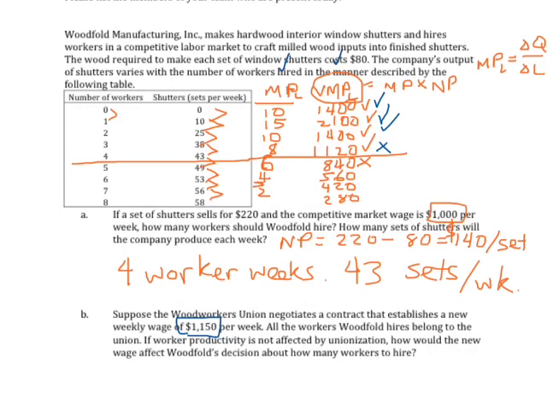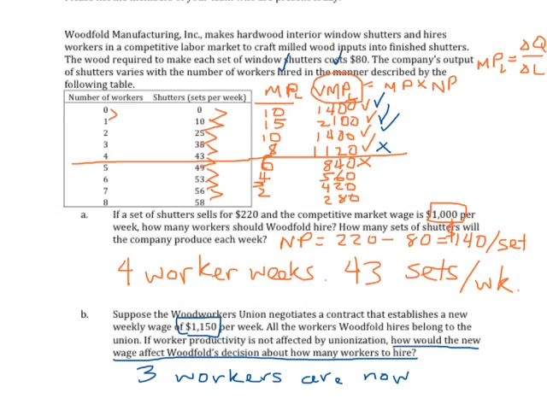one worker. And so let's make sure we see what the question is asking us. How would the new wage affect Woodfold's decision about how many workers to hire? They're asking about workers, not about output. So I would say 3 workers are now hired.